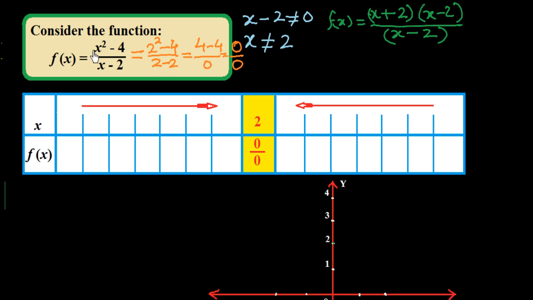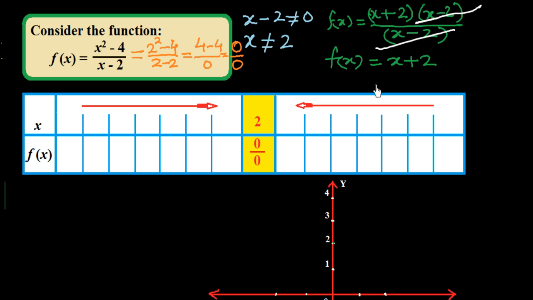Look at here, x square minus 4, which is equal to x square minus 2 square. Now we apply the identity of a square minus b square, which is equal to a plus b into a minus b. So we are applying this identity here: (x plus 2) into (x minus 2) over (x minus 2). Now what happens? We see here they eliminate each other, they cut each other. So f of x is equal to x plus 2 we have now.